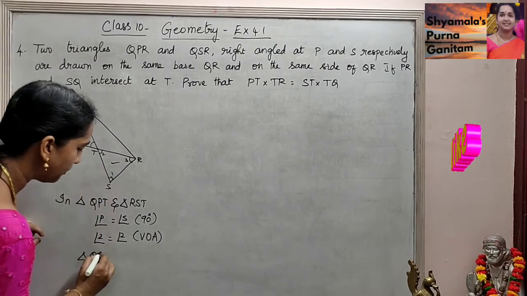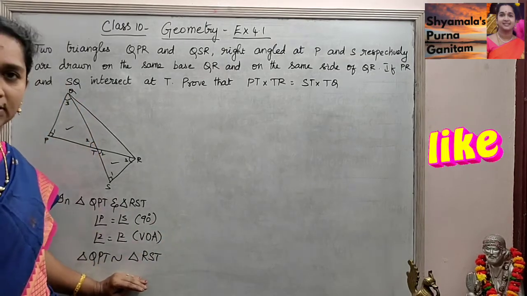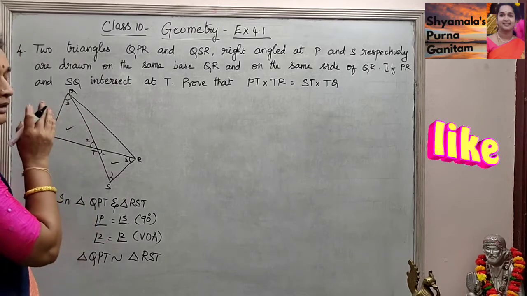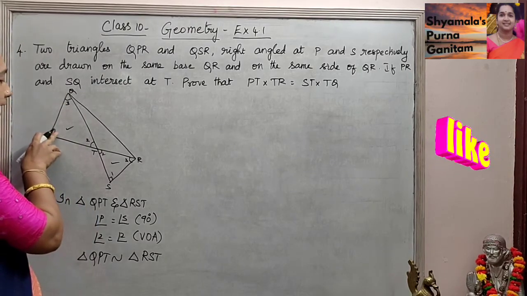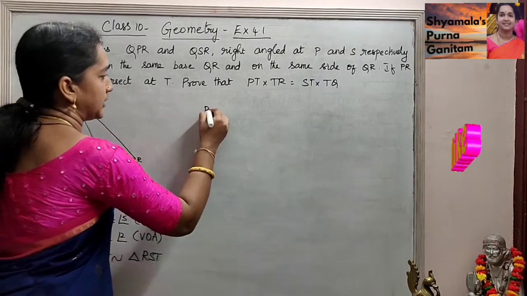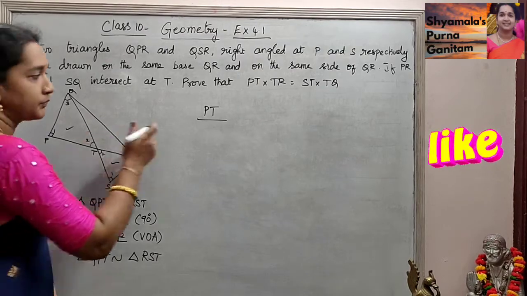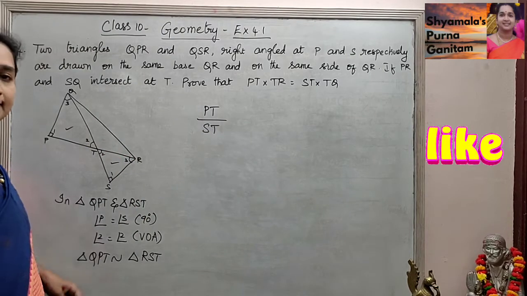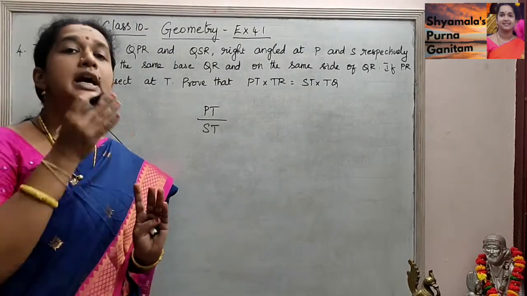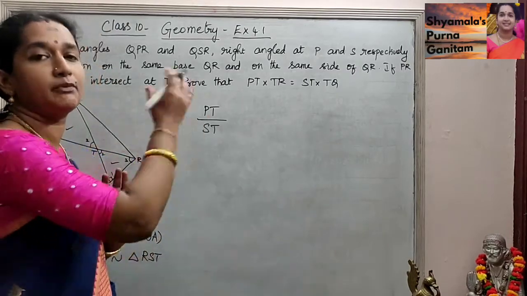So, triangle QPT is similar to triangle RST. So, since we proved the similarity of both the triangles, the sides are proportional. How to consider the sides is, if we take angle 1 and angle 2, in between these two angles, we have this PT. So, we will compare that side first, PT by, for the other triangle, between 1 and 2, we have ST. So, we will take the proportionality of the sides. The corresponding angles are equal for similar triangles and the corresponding sides are proportional. So, we have to check the corresponding sides in both the triangles. Accordingly, we have to write the proportionality.